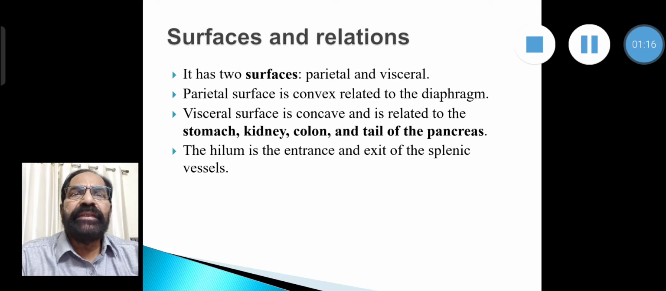It has two surfaces, that is parietal and visceral. The parietal surface is convex and is related to the diaphragm. The visceral surface is concave and is related to the stomach, kidney, colon and tail of the pancreas. The hilum is the entrance and exit of the splenic vessels. This is in the gastric area.